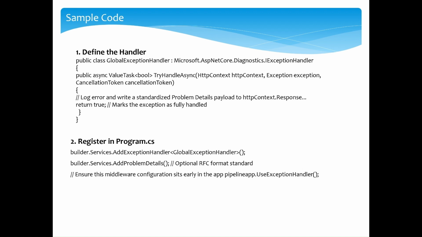Second, we must register this in our Program.cs. We call builder.Services.AddExceptionHandler, giving your class name, to add our custom handler to the dependency injection container. We also call builder.Services.AddProblemDetails. Finally, we call app.UseExceptionHandler, making sure this middleware configuration sits early in the app pipeline.